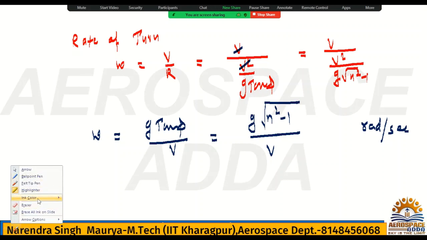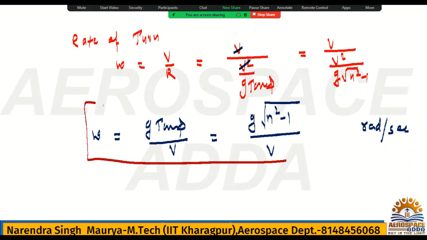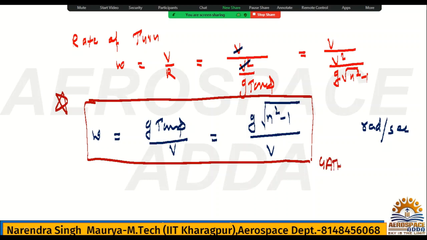This is the important formula. Mark it with a star, or just keep this formula in a box. This is very important for GATE. Based on this formula, GATE questions have been asked, not one time, many times. Fine. This is the third one. What is the fourth?